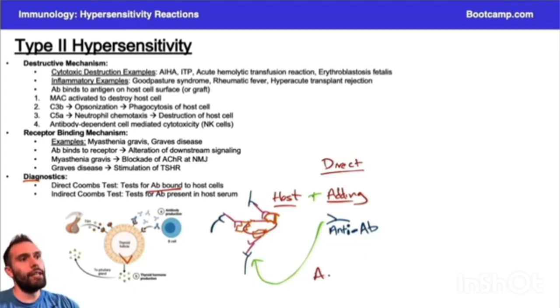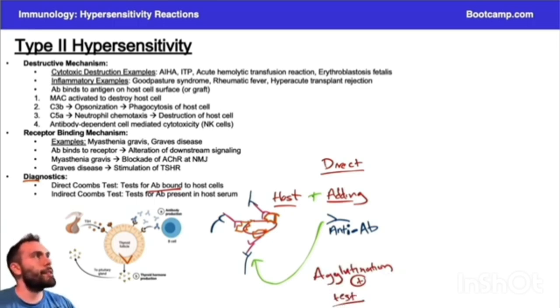So agglutination is going to be a positive test, right? What does that mean? What does it mean that it's a positive test? It means that the host cells have antibodies bound to them, and the antibodies that we added bound to those antibodies. And where do they bind? To the Fc portion of the antibodies bound to the host cells via the anti-antibodies' Fab portion.